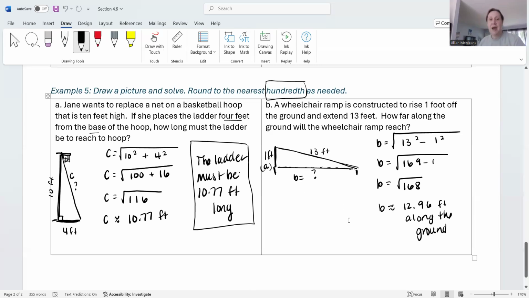So there you have it. That is the Pythagorean theorem. So you've seen how to do it with pictures, how to draw pictures, how to do word problems. Just make sure you know how to evaluate a square root on your calculator. So play around with that or ask your instructor.